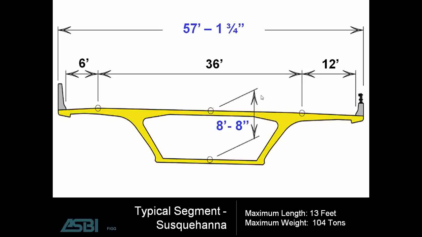This shows the cross section of the segment. You have an 8-foot 8-inch deep box that's about 57 feet wide, single cell. Maximum segment length was 13 feet, and the weight of those segments was approximately 104 tons.